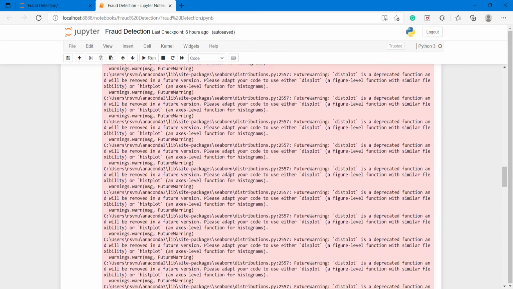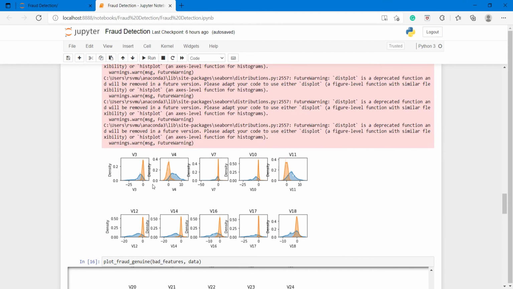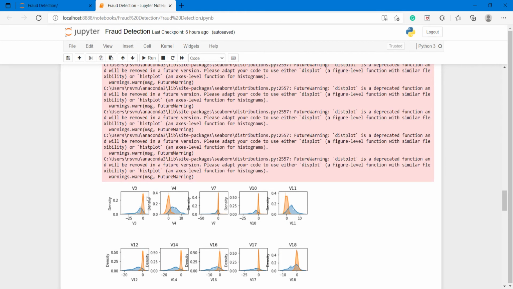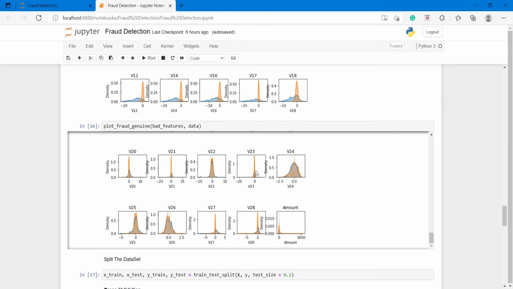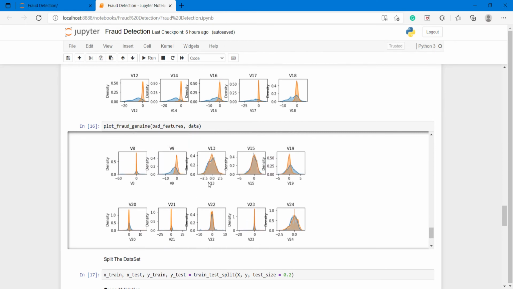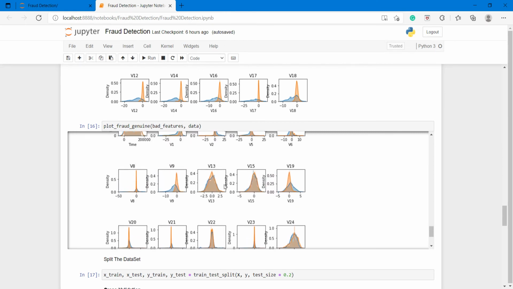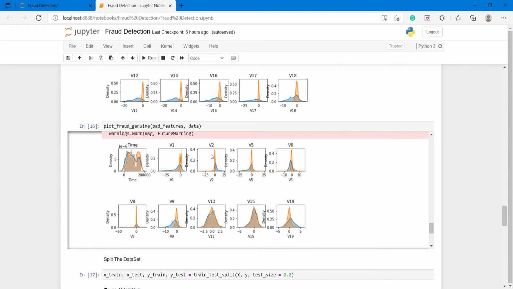From the features that I have plotted using Seaborn, you can see that for V13 and V15 there is some overlap, so we can say that these are the fraudulent transactions. And when you compare V1, V2, and V5, there is not much overlap, so there is not much overfitting.